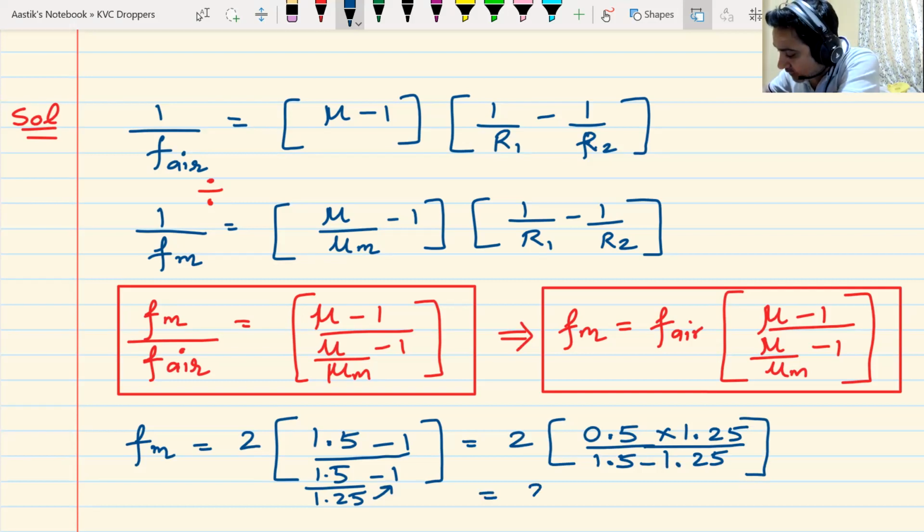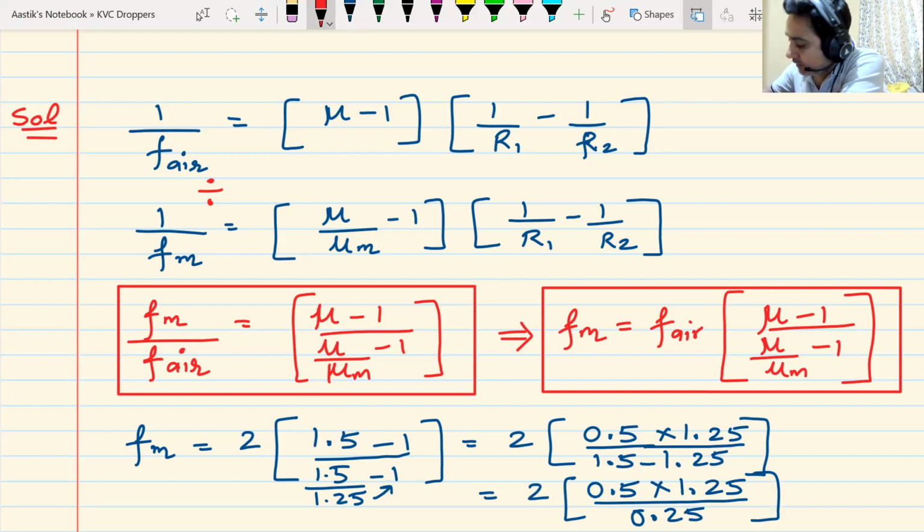So I move on to the next step. So 2 multiplied by 0.5 multiplied by 1.25 divided by 0.25. And now this is very simple to calculate. This will go 2 times. 2 times 2 becomes 4. 4 times 1.25. And your final answer is plus 5. Do we all understand this?